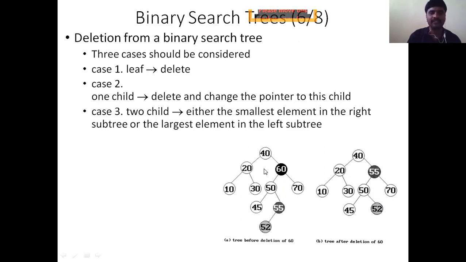Case 3, two children: use either the smallest element in the right subtree or the largest element in the left subtree. So it depends on the smallest and largest elements in the subtrees. That is also a very important case when we are working with binary search trees.